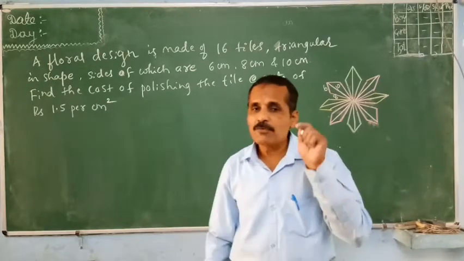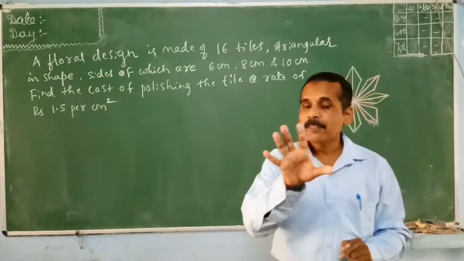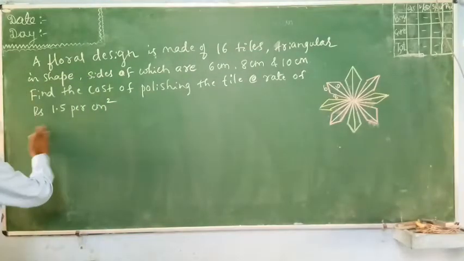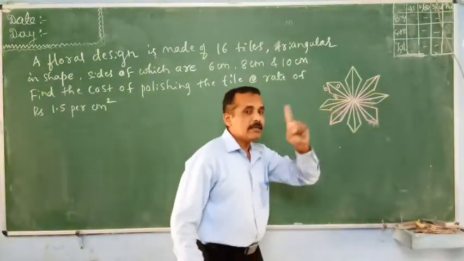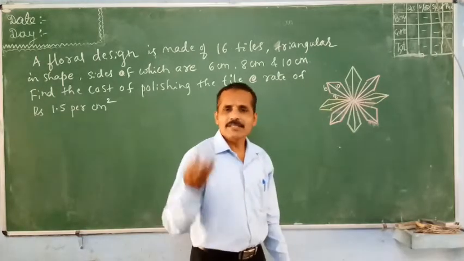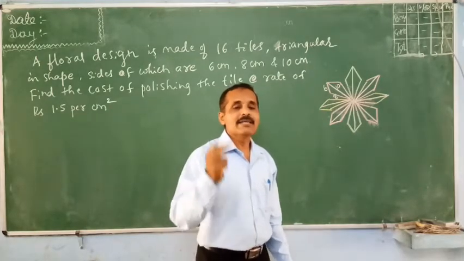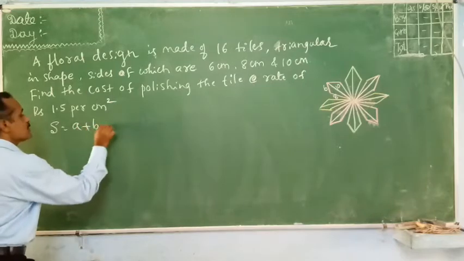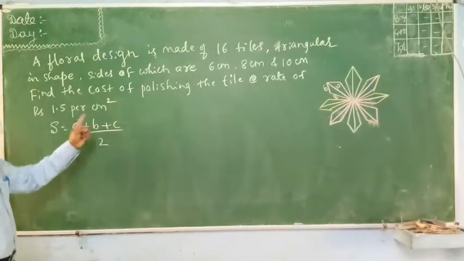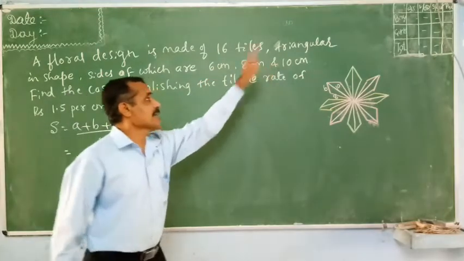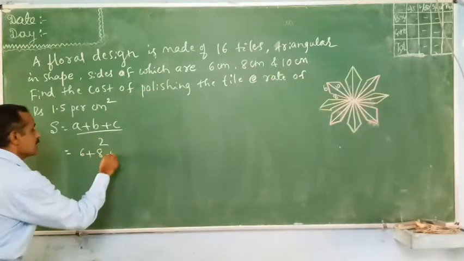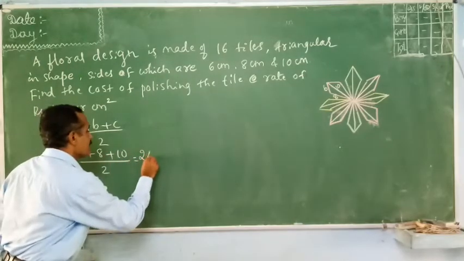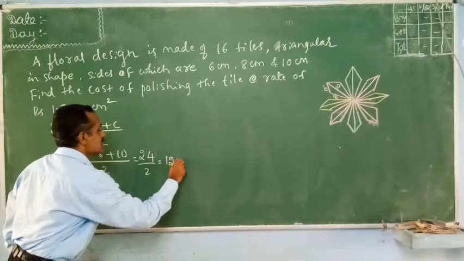Whatever be the cost, first we have to find out the area of 16 tiles. Before that, first we have to find the area of one tile. Naturally I have to go for Heron's formula because all three sides are known, and to apply Heron's formula I need the semi-perimeter. So let me start with the semi-perimeter. S is equal to A plus B plus C divided by 2, where the sides are 6, 8 and 10 centimeter. 6 plus 8 plus 10 divided by 2, nothing but 14 plus 10, 24 by 2. Answer is 12 centimeter.